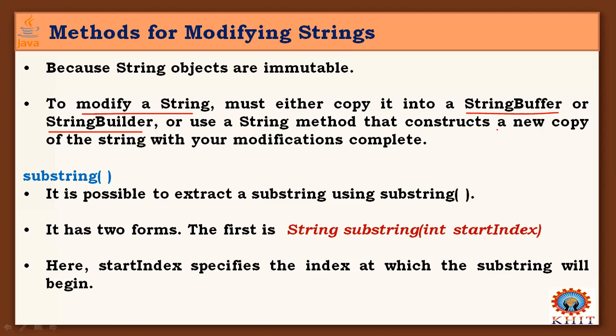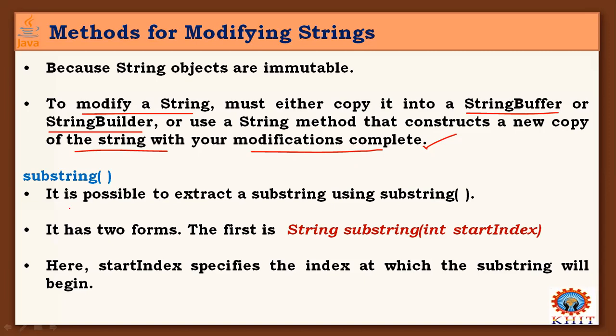Use a string method that constructs a new copy of the string with your modifications complete. It doesn't allow you to modify the string once the string object is created, but these are the alternative methods to modify a given string. Either you can design objects based on the StringBuffer or StringBuilder class, or you can construct a new copy of this same string with your modifications.